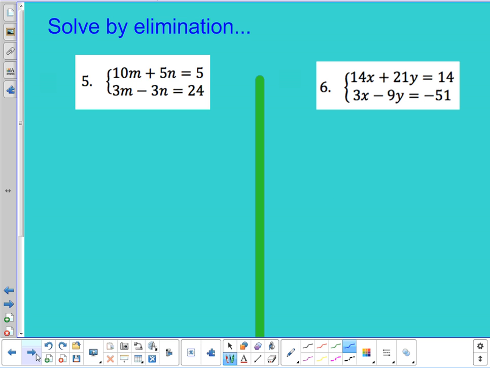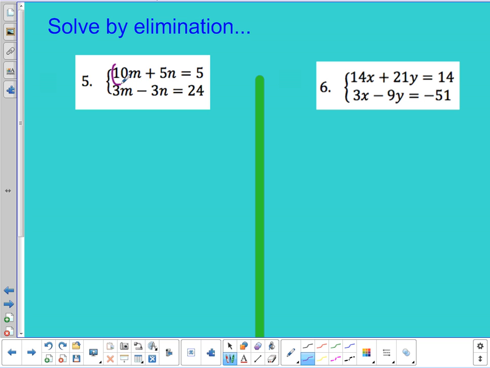We have 10m plus 5n is equal to 5, and 3m minus 3n is equal to 24. Okay, so now we don't have any terms that are opposites, and we don't even have any terms that can be easily multiplied. So what I'm going to do is I need to multiply both equations. That's a bummer, but it happens. Okay, so I'm going to choose to eliminate the n's because I already noticed that one is positive and one's negative. So that makes life a little bit easier.